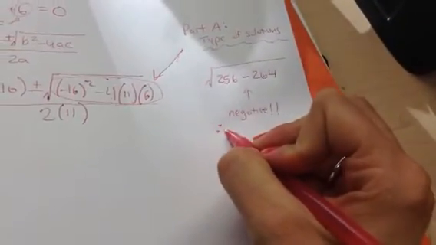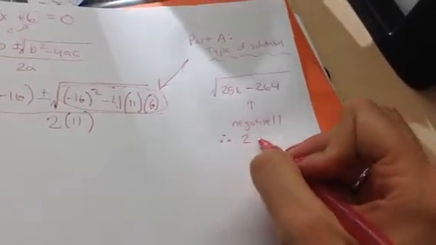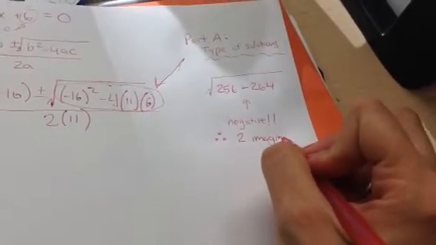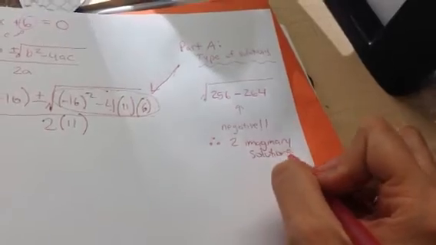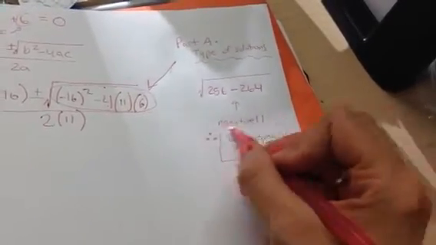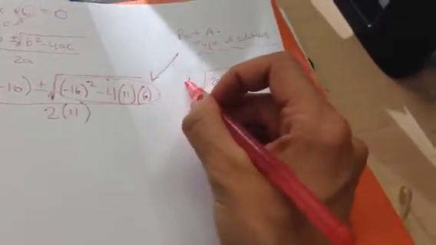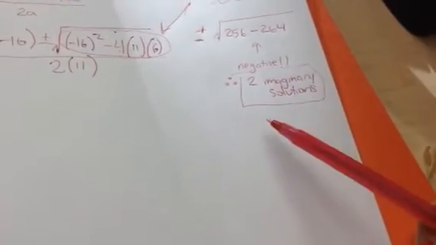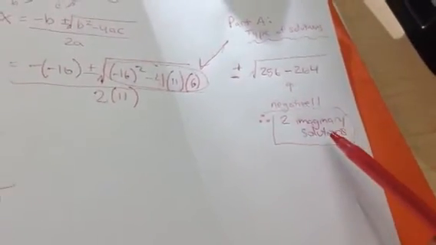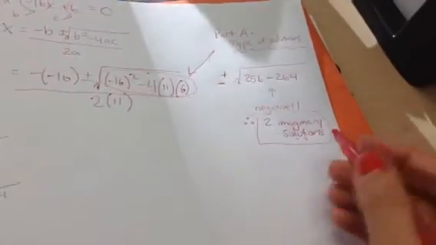Therefore, I have 2 imaginary solutions. Now, I had a lot of students say just 1 imaginary solution. Don't forget the plus or minus. Because of the plus or minus, we have 2 imaginary solutions. Or if you put no real solutions or 2 complex solutions, I took those answers also. So that was part A.